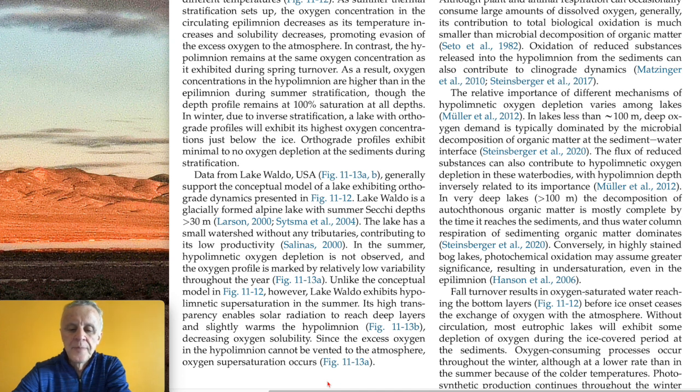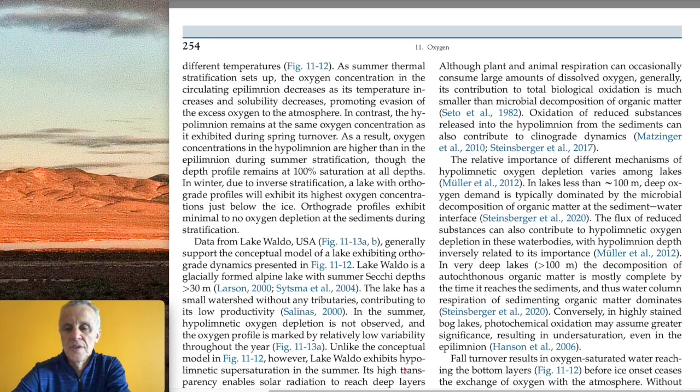the year. Unlike the conceptual model, however, Lake Waldo exhibits hypolimnetic supersaturation in the summer. Its high transparency enables solar radiation to reach deep layers and slightly warms the hypolimnion, decreasing oxygen solubility. Since the excess oxygen in the hypolimnion cannot be vented to the atmosphere, oxygen supersaturation occurs.